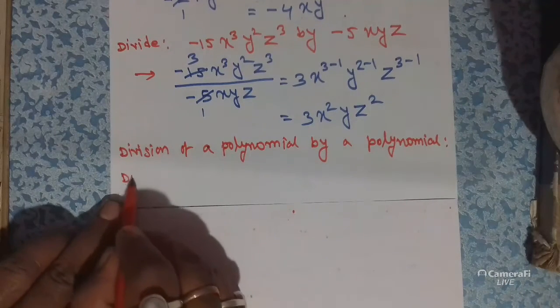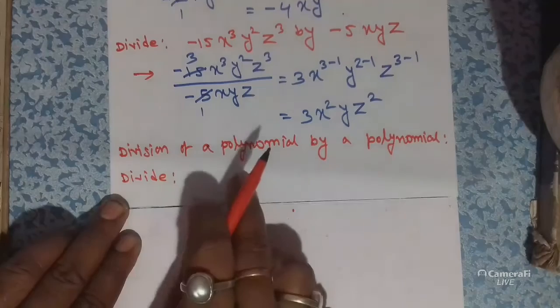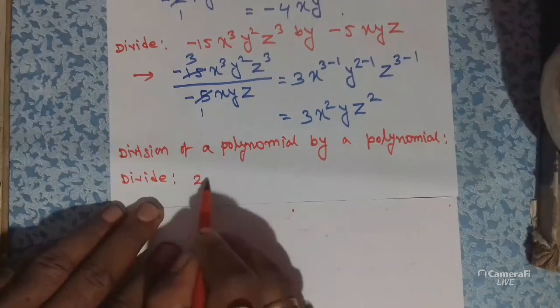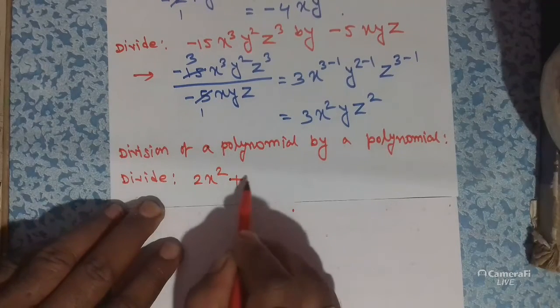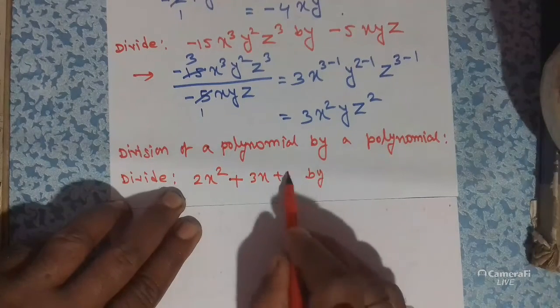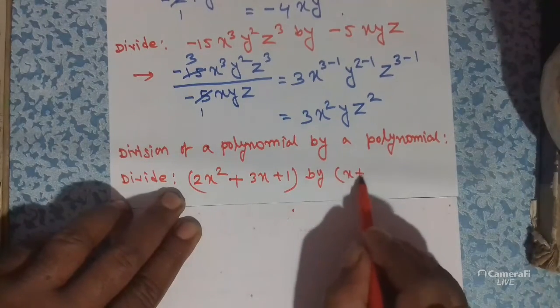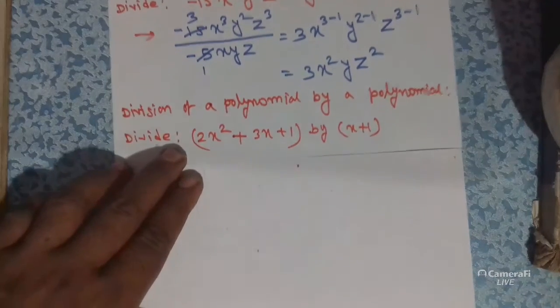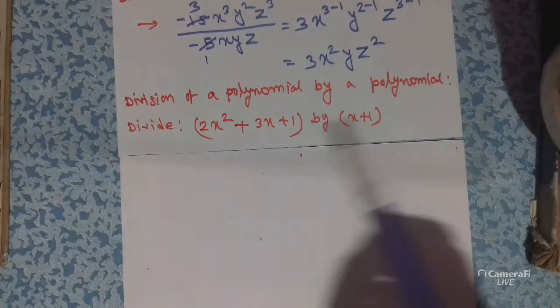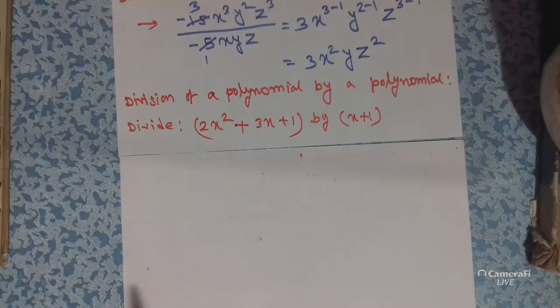So divide 2x square plus 3x plus 1 by x plus 1. The problem is divide 2x square plus 3x plus 1 by x plus 1. Here 2x square plus 3x plus 1 is a polynomial and x plus 1 is also a polynomial. So we can divide it like this.